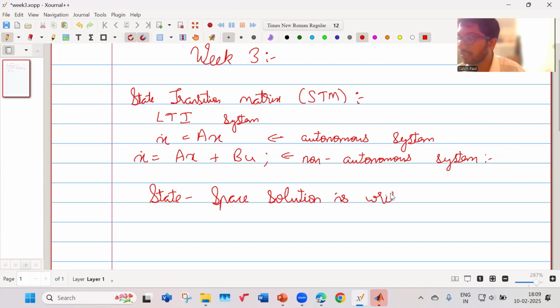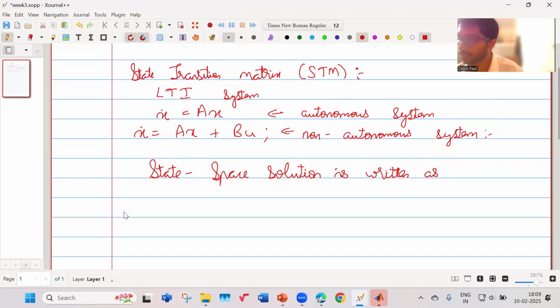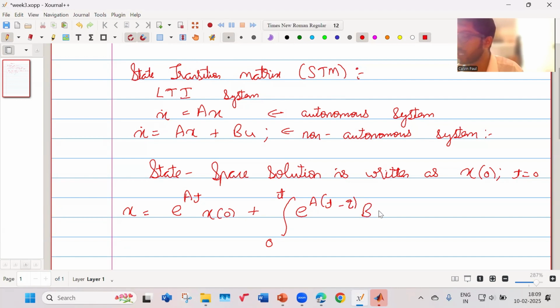is written as, or you can find it as, this, from an initial condition x of 0 when t equals 0. So x equals e raised to A t, x of 0, plus the integral from 0 to t of e raised to A (t minus tau) into B into u of tau into d tau. So this is the general solution.